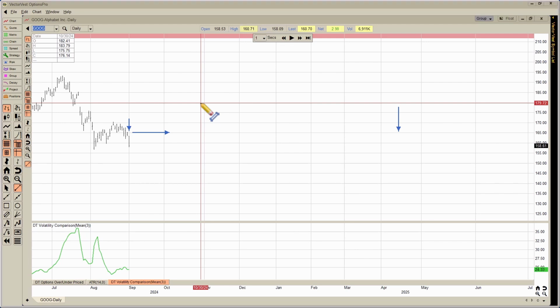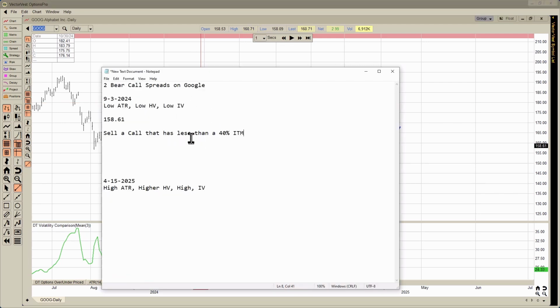So as I said, I'm doing a bear call spread. I'm going to sell a call that has less than 40% ITM. In this case, again, that was the 165. Then I'm going to go up even further, and I'm going to buy a protective option, a put, or I'm sorry, a call. In this case, a 170. So I'm going to sell a 165. I'm going to buy a 170.